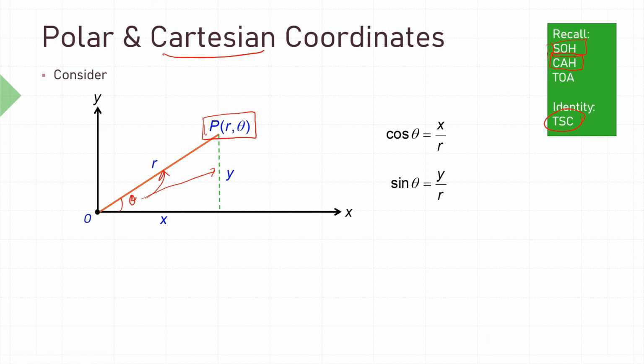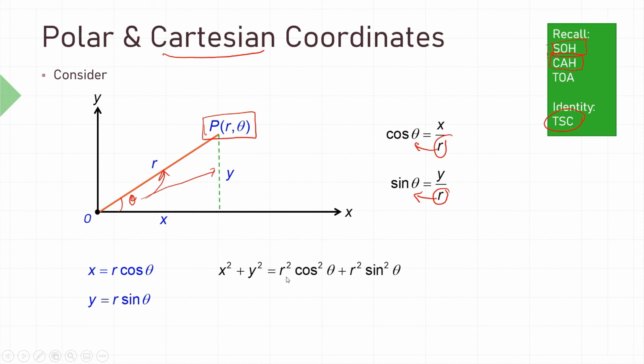We can rewrite this by multiplying by r to the other side, so x is equal to r cos theta, and y is equal to r sine theta. Now we try to make another relationship. Suppose we square both x and y and add them together. So we have x squared plus y squared equal to this square plus this square. We factorize r squared, and we recall that cos squared theta plus sin squared theta equals 1. So we have x squared plus y squared equal to r squared.